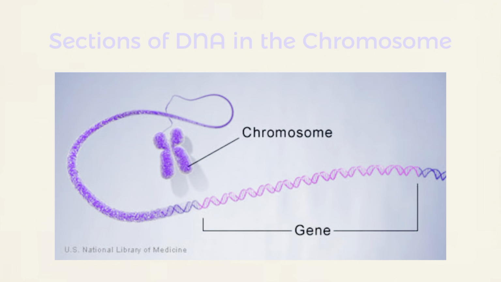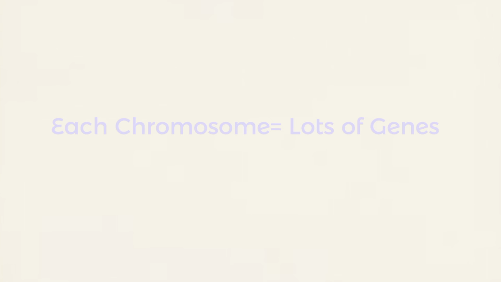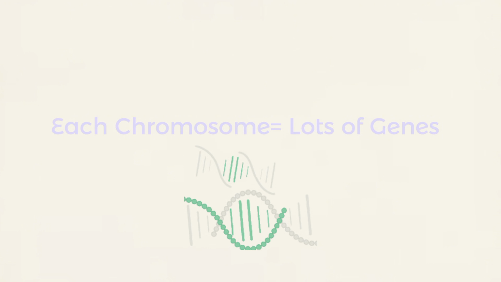Next, we have genes. Genes are sections of the DNA found in the chromosomes. They hold instructions that are necessary for the creation of proteins that influence the traits and functioning of cells. They are the basic units of inheritance, and each chromosome contains lots of genes that pass on the traits.